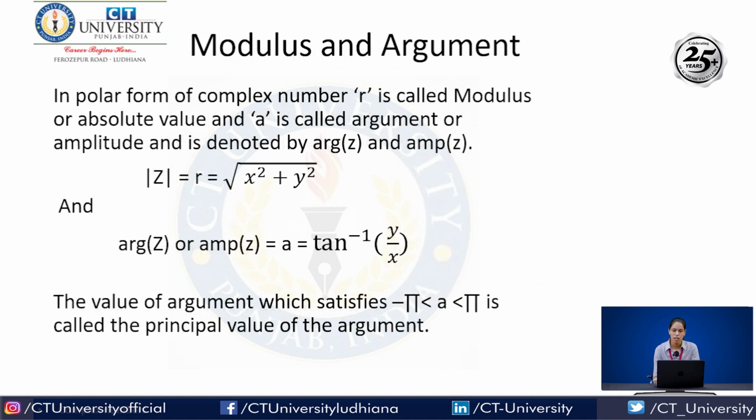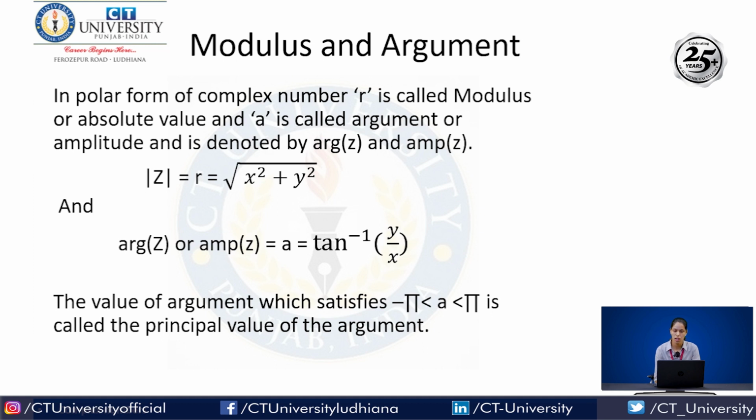Next is the modulus and argument. We take the coefficients, square them, and add them, and then we get the value of the modulus. In the polar form, the complex number is r e to the power iota a, where r is the modulus or absolute value, which gives the magnitude of z. A is called the argument or amplitude of z. It is denoted by arg of z, and amplitude of z, that is amp.